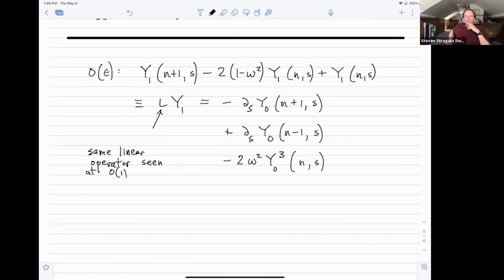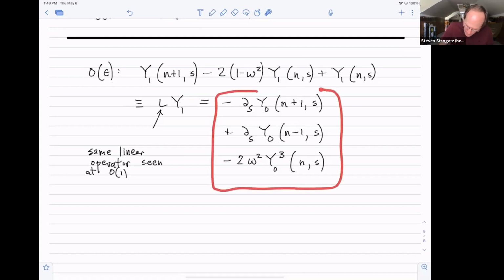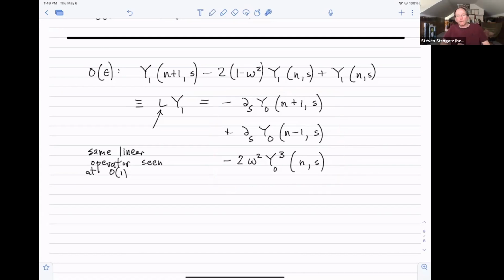So those are all the objects that come up at order epsilon that depend on the y0. And those are the terms that could potentially cause resonance. Some of them will, and some of them won't. So we have to expand the right-hand side. That is, we have to expand all this stuff by plugging in what we just solved for y0.